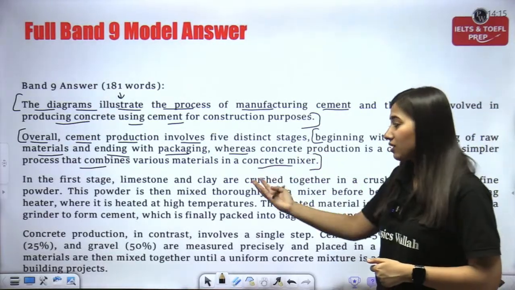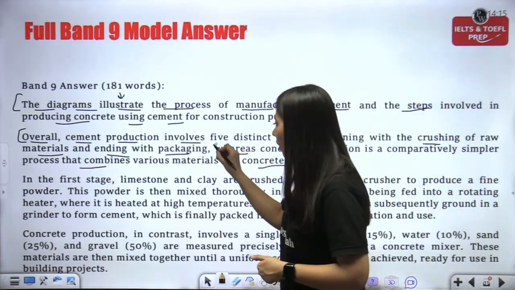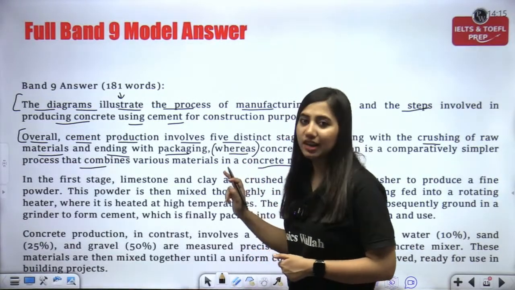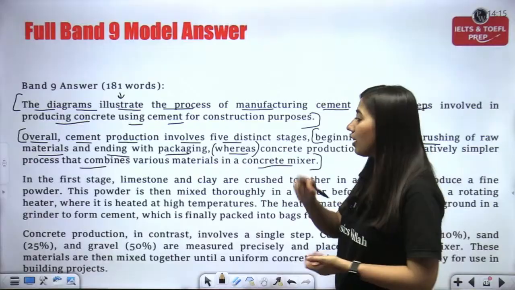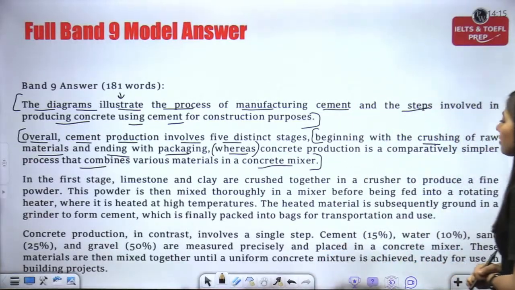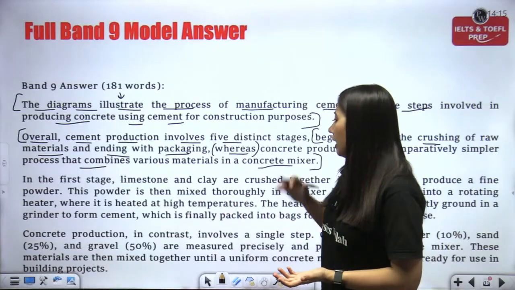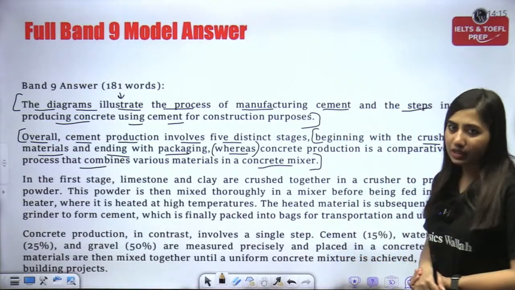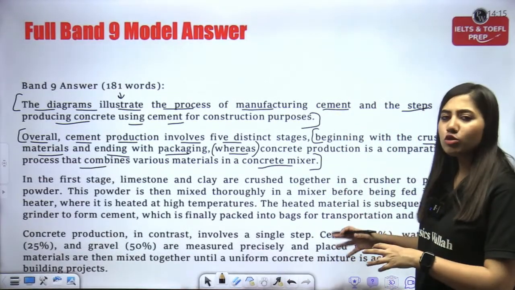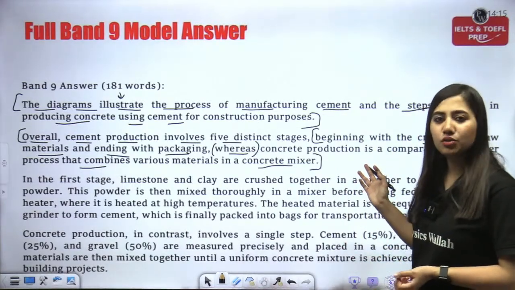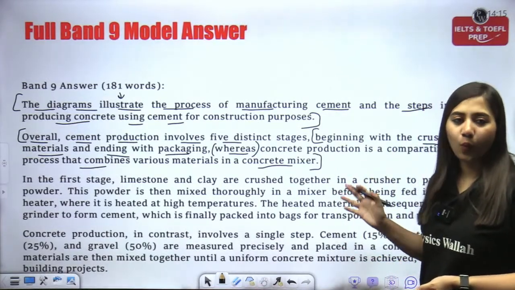And now 'whereas' always shows contrast. You also have to use these sorts of contrasting keywords while you write. So what does it say? Whereas concrete production is a comparatively simpler process that combines various materials in a concrete mixer. Now what's this? For the second diagram also, we just wrote whatever was there from an overall perspective. Understood? So that's how it's going to go.